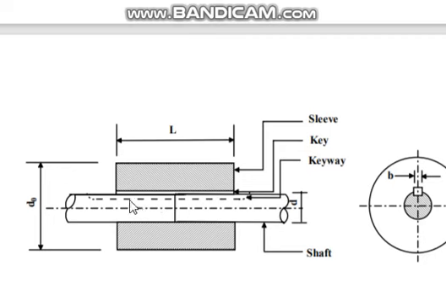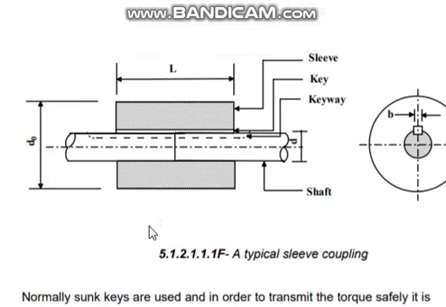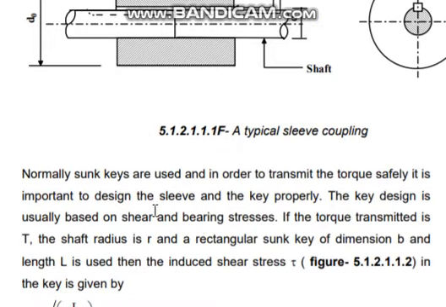You see, this can be one key, or it can be two keys also, half key separately, half key separately. Still, it will do the work. Normal sunk keys are used in order to transmit the torque safely. It is important to design the sleeve and the key properly. The key design is usually based on shearing and bearing stresses.